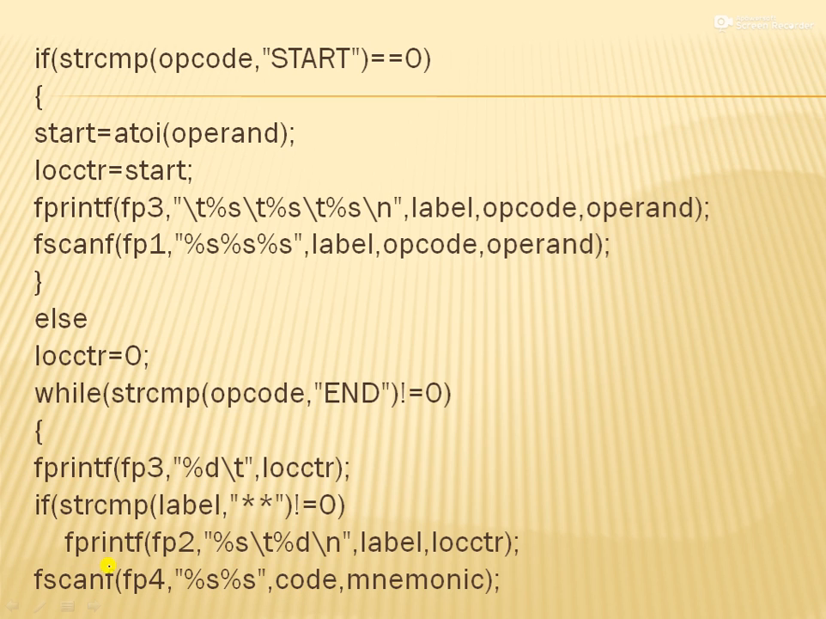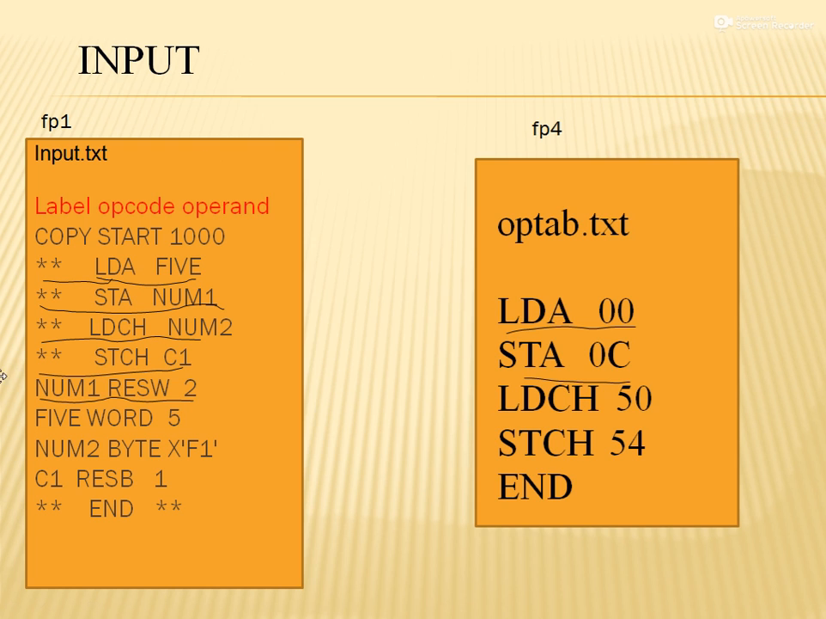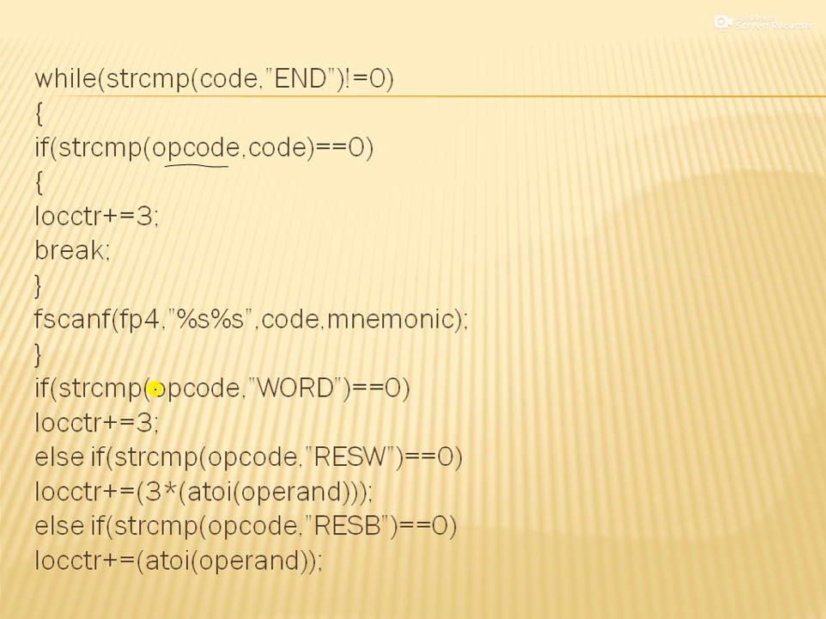this fscanf fp4 code mnemonic. So here this code is not matching with any of these cases because it is an assembler directive along with this num1. So here you can see resw is an assembler directive. So these conditions are not true, so it is coming after this while loop and it is comparing whether the opcode is word, resw, resb or byte. So in this case it is resw.